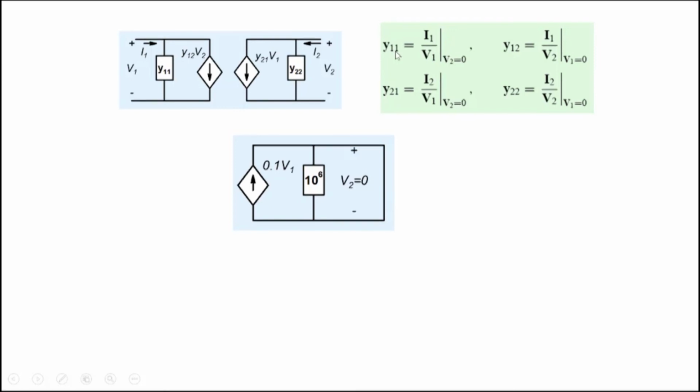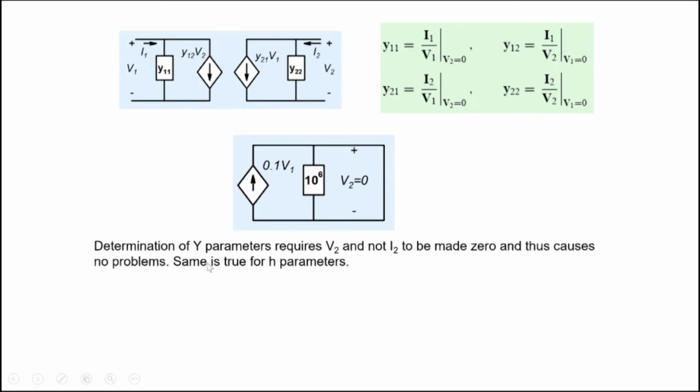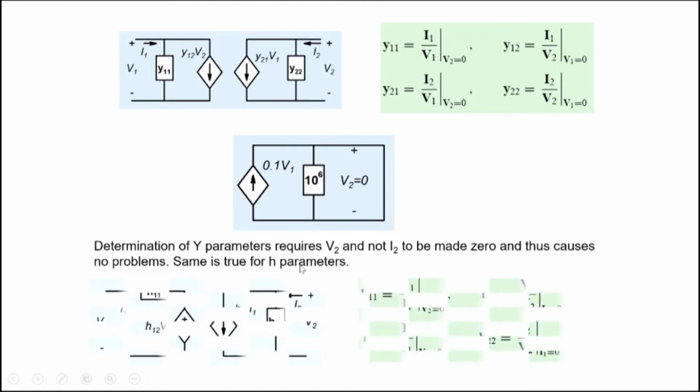For example, if you were trying to determine Y11, it would be I1 by V1 with V2 equal to 0. Let's say you apply V1 as 1 volt, and the current is 0.1 ampere, which will flow through this part. You can put an ammeter here and measure it, so there's no issue with it. So determination of Y parameters requires V2 and not I2 to be made 0, and thus causes no problems. And the same is true for H parameters.